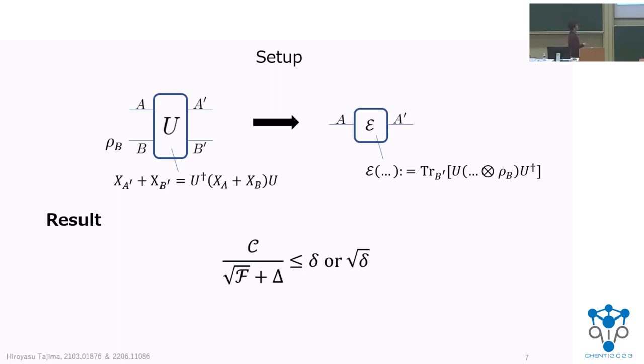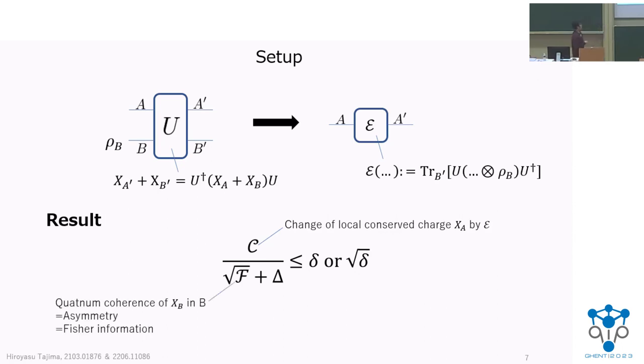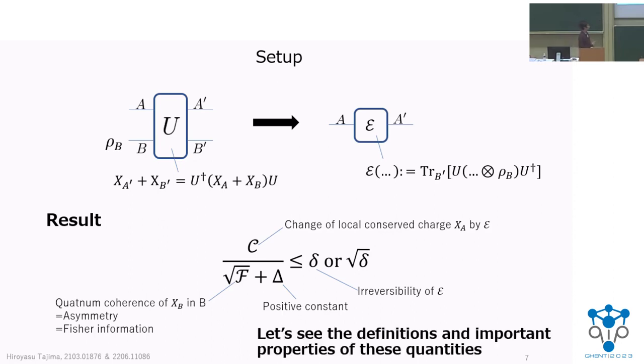This is the result. In this inequality, there are four quantities. The first quantity is the change of the local conserved charge, X_A, by the local dynamics, E. The second one is the quantum coherence of X_B in B, that is, the quantum fluctuation of X_B, the local charge. The third quantity is the irreversibility, delta, of the local dynamics E. And the fourth quantity is just a positive constant. So we see the definitions and important properties of these quantities.